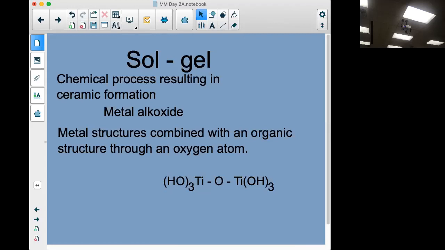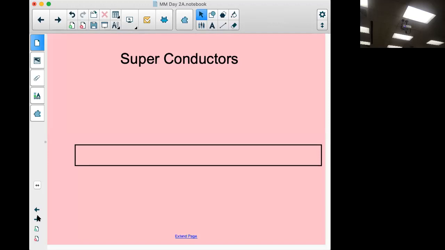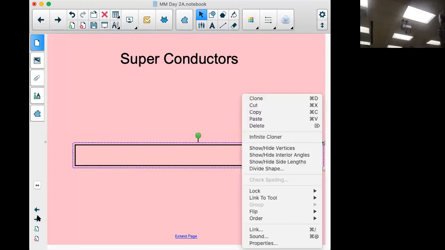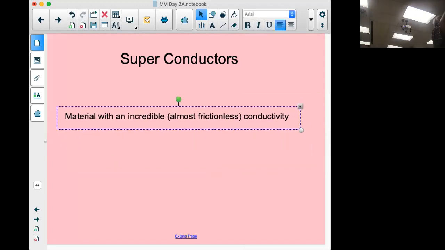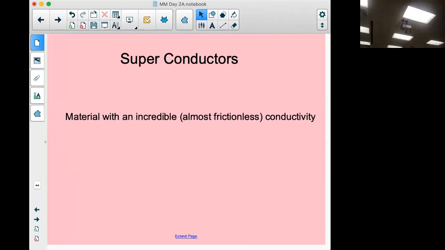Are we good? Any questions? All right, now, a couple of the different uses of these sol gel ceramics are superconductors. Okay? Superconductors are defined as materials with incredible, almost frictionless conductivity. So in other words, as electricity flows over top of it, they move so quickly that they don't generate much heat. And they generate very, very low friction.